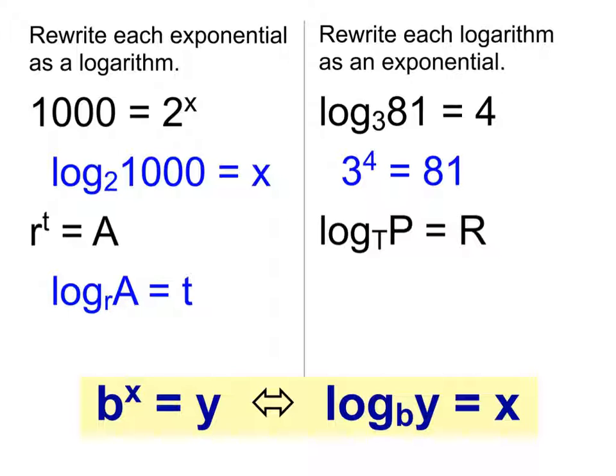All right, and then for the last one, log base t, so t is my base. It equals r, so r is my exponent, and therefore it must equal p. So t to the r equals p for that last one. And all we're doing on these is just the same old switching between exponential and logarithmic forms that we've been doing all year long.